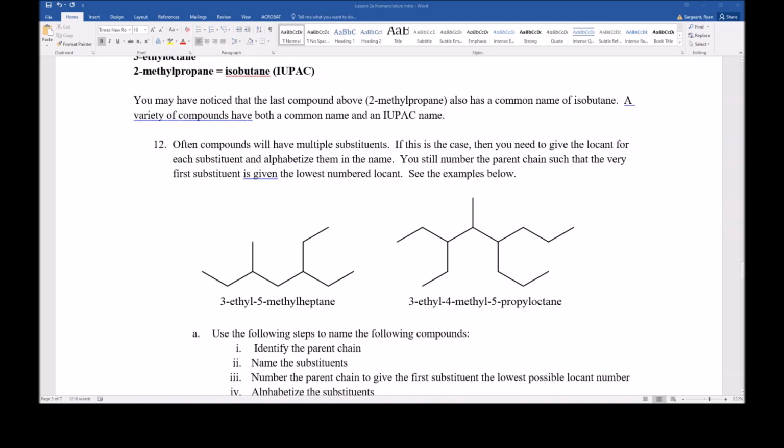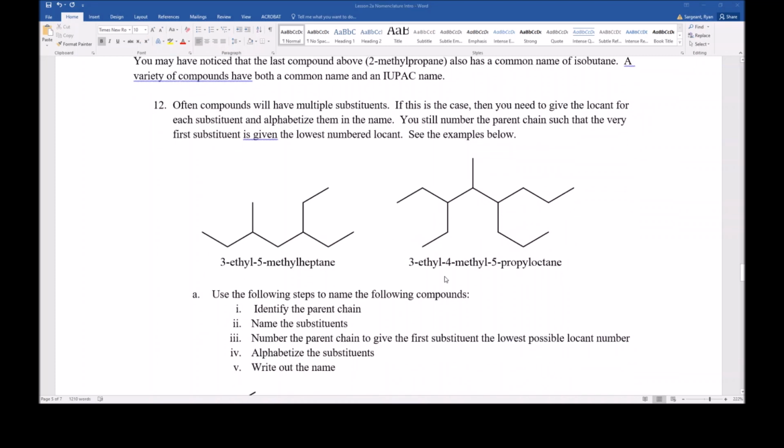All right, now time for increasing complexity. What happens when you have multiple substituents coming off of your parent chain? Let's use these examples with their correct names and try to figure out what the rules look like. So this is a heptane. That means that I have a parent chain with 1, 2, 3, 4, 5, 6, 7 carbons. So this is a suitable parent chain.